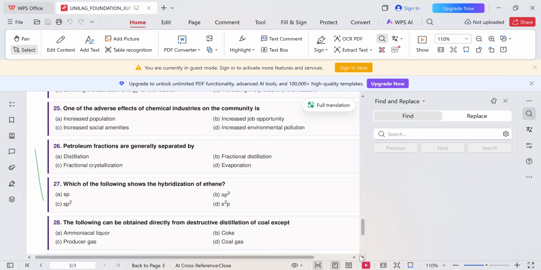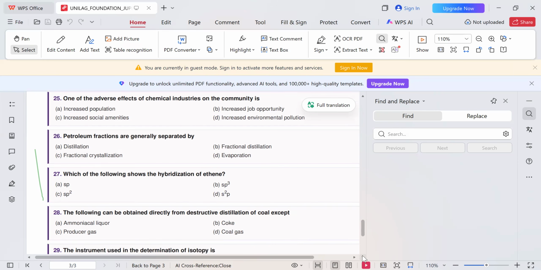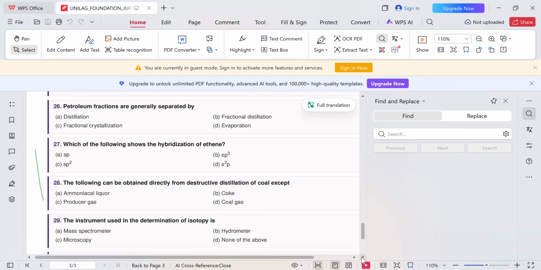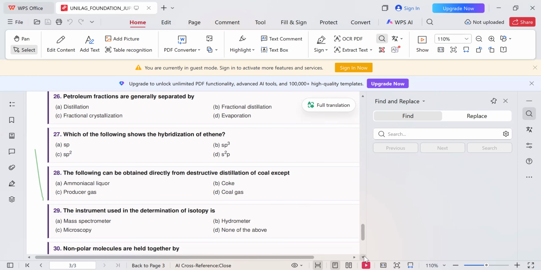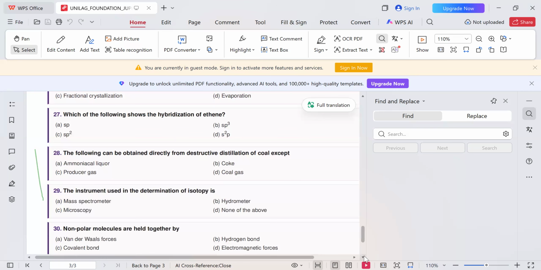Now, number 26, petroleum fractions are generally separated by fractional distillation. So that's B, fractional distillation. Number 27, which of the following shows the hybridization of ethene? When we talk about the hybridization of ethene, we are talking about sp2. Now, we have number 28. The following can be obtained directly from destructive distillation of coal, except producer gas.